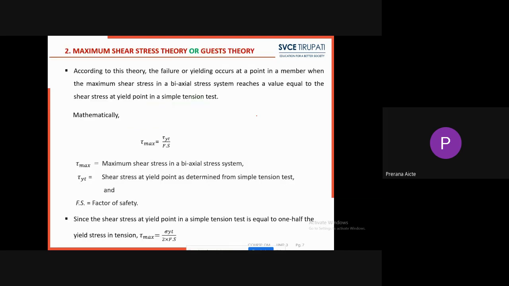What is shear stress? P equal to F by A, sir. No, I'm not asking the formula. I'm asking what is a clear definition of shear stress.